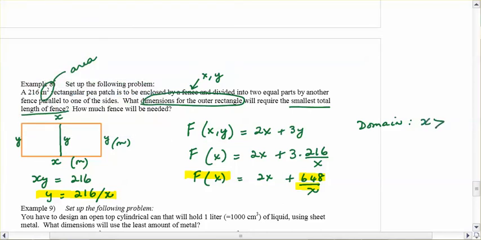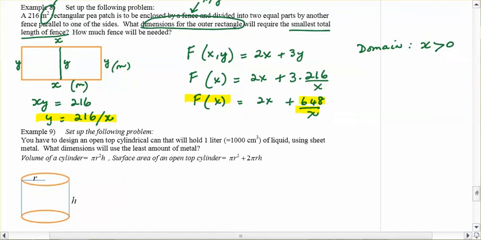My domain, the best we can do is x is greater than 0. Cannot use the EVT because it is not a closed interval. And I am back to doing this like the previous problem. Okay, let's go on to example 9.